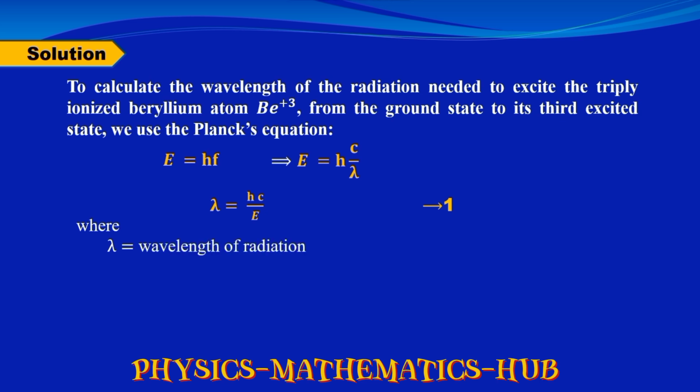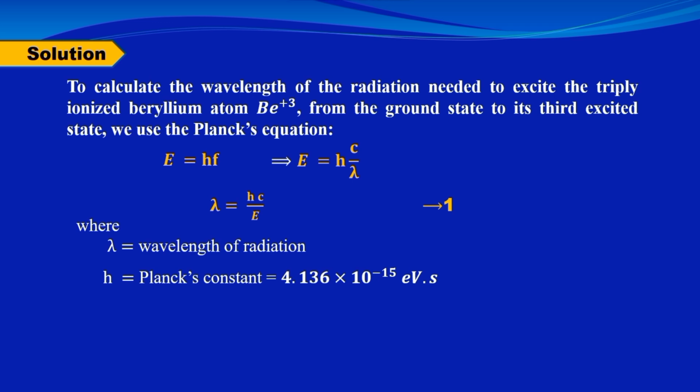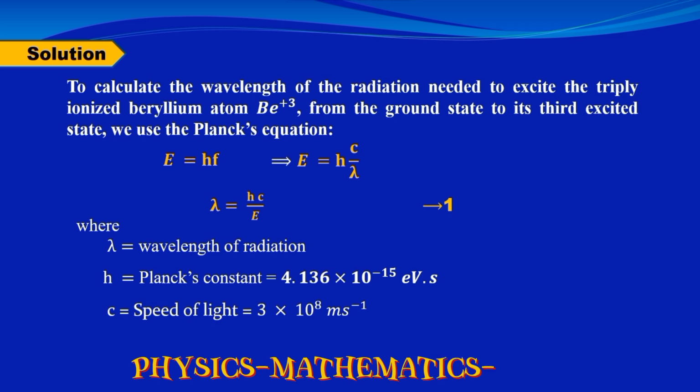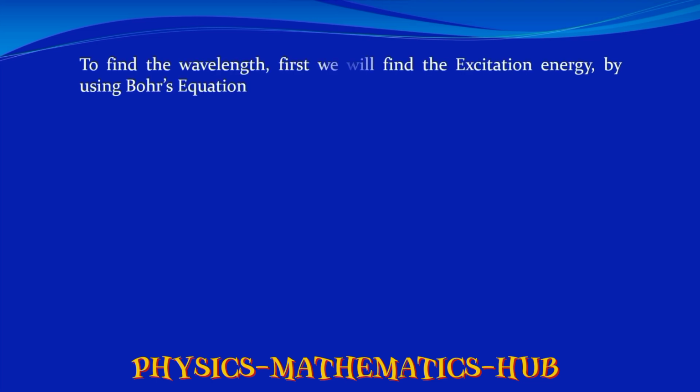is the wavelength of radiation, h is the Planck constant, which is equal to 4.136 × 10^-15 electron volt second, and c is the speed of light, which is equal to 3 × 10^8 meter per second. E is the excitation energy. To find the wavelength, first we will find the excitation energy by using Bohr's equation.